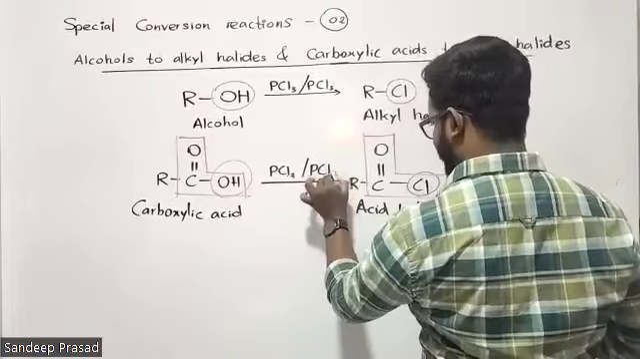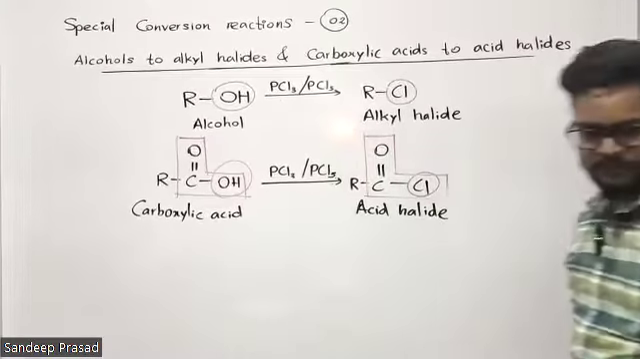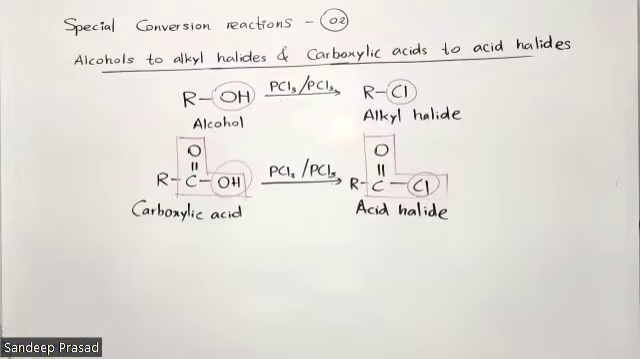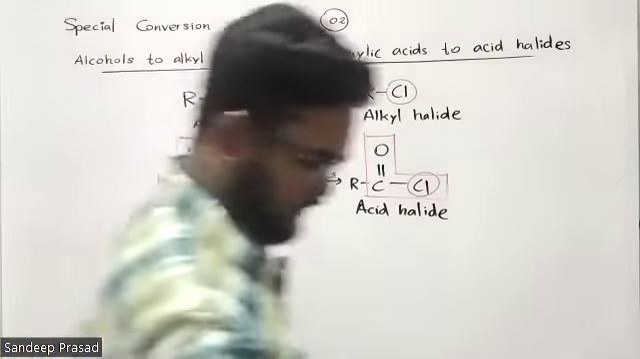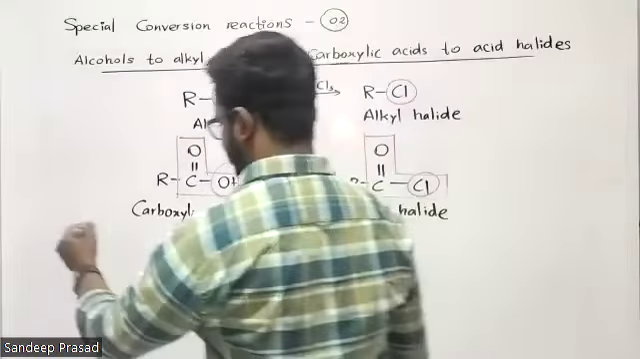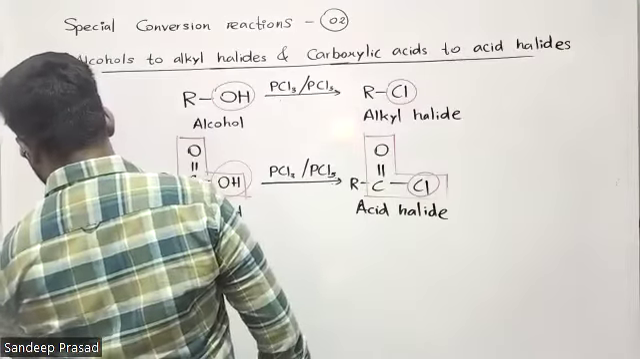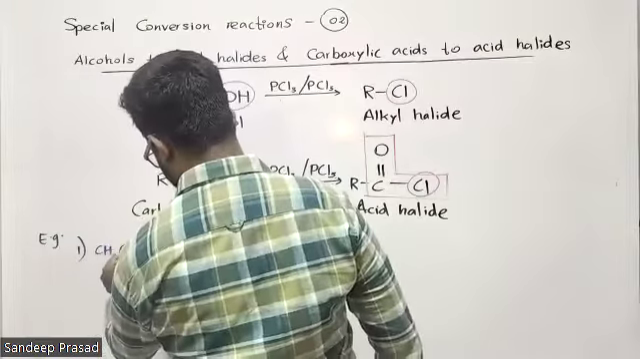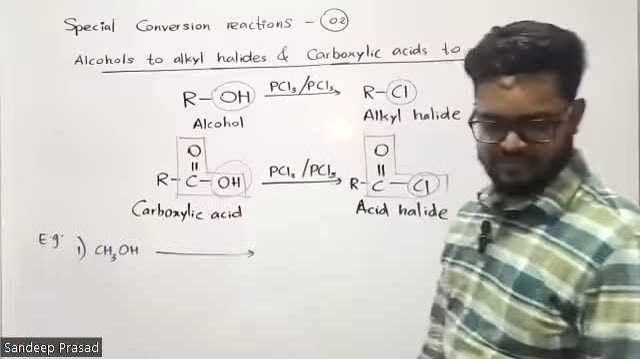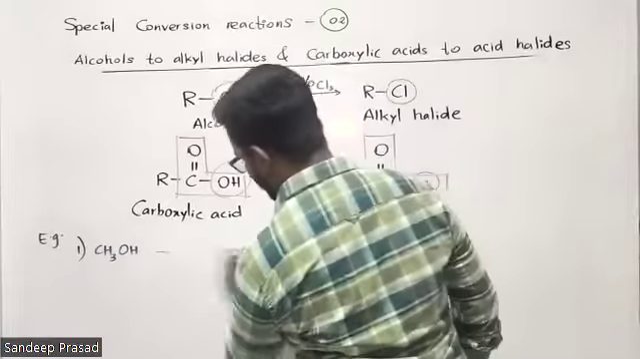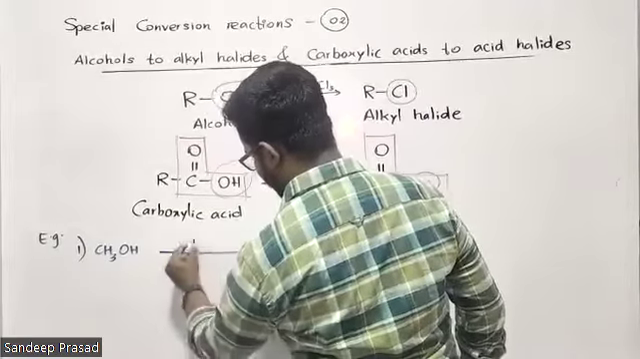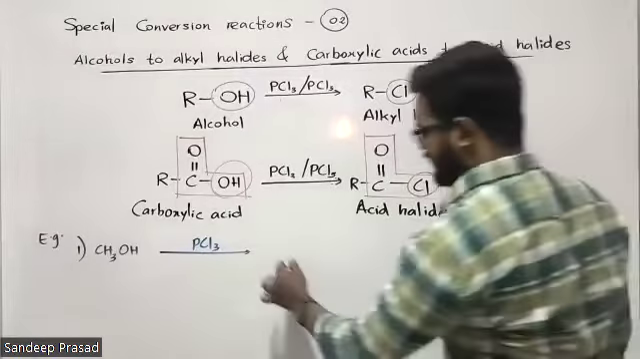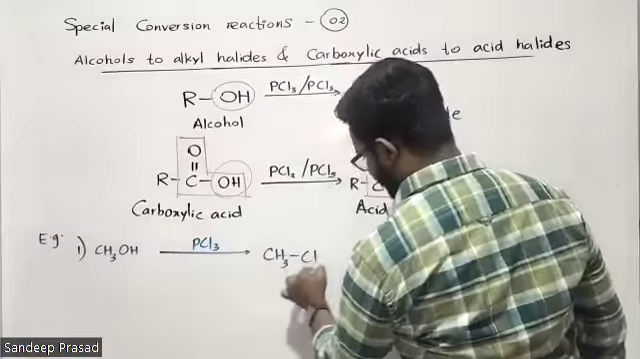Let's discuss a few example reactions quickly. Write down a few examples with me. Example number 1. Let me take methanol, CH3OH. For methanol, I'm going to add PCl3. So what is the major product? The major product is CH3Cl.